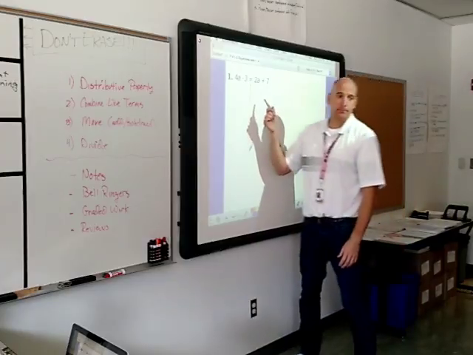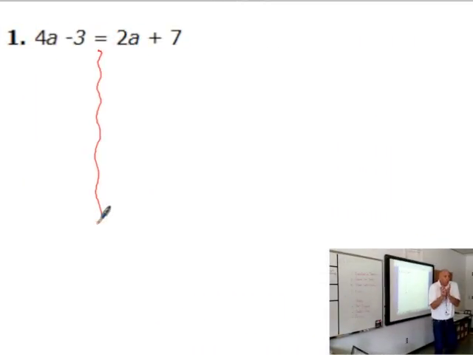Same thing here. You want to move your variables on one side and your numbers on the other. Now, it doesn't matter what side, but what I always do is I always get the variables on the left-hand side and then the number on the right. Okay? So, let's take a look. If we were to do that, what would be our first step? Let's work with the variables first. What will we do?